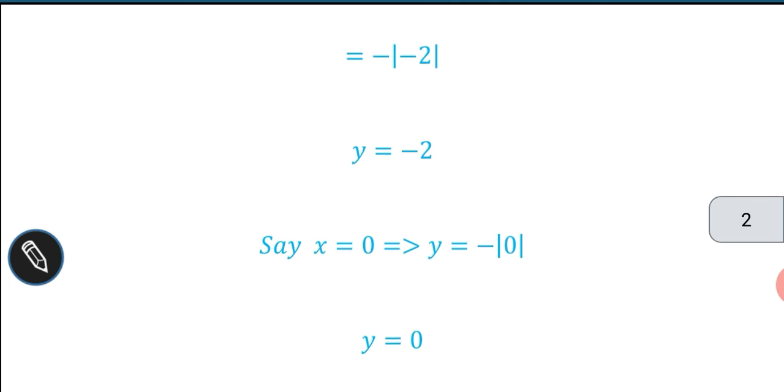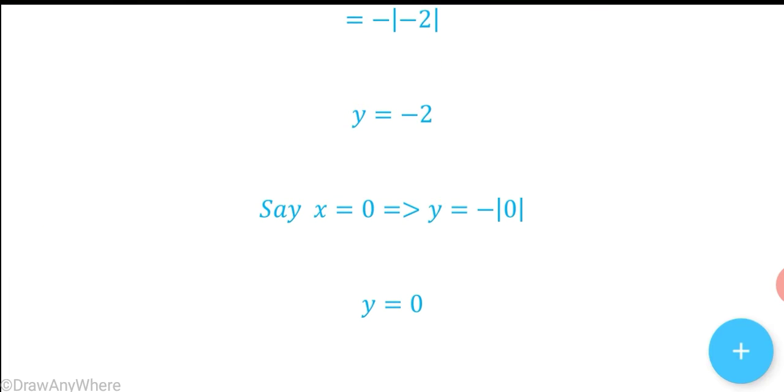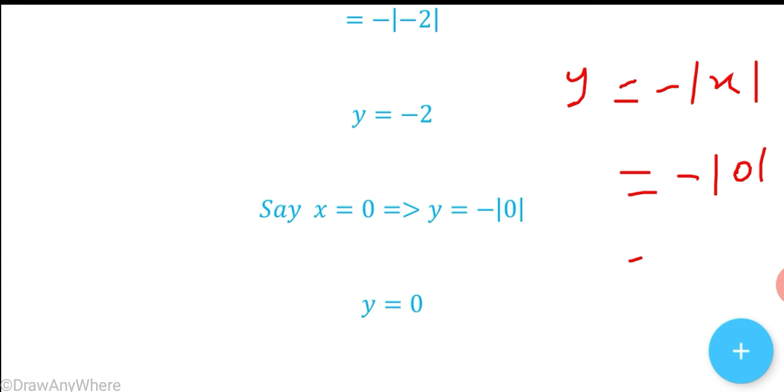Similarly, say x equal to 0. So y is equal to minus modulus of x, minus modulus of 0, which is 0. So for x equal to 0 we have y equal to 0.